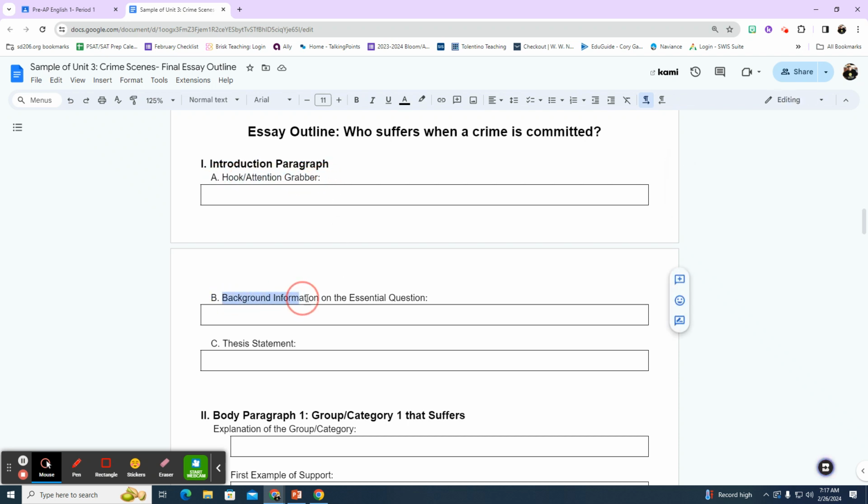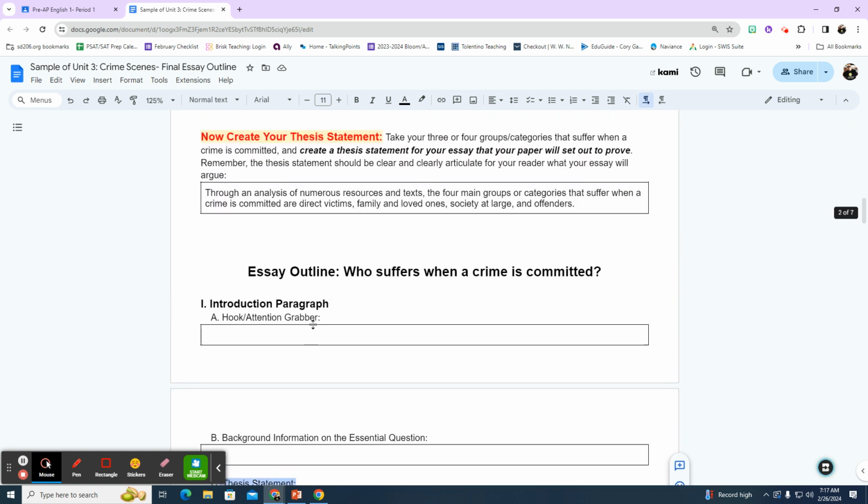You want to give some background information on your topic or the essential question of this essay. And then you want to have your thesis statement. Now, your thesis statement is already finished, right? It's right here. So you want to go up and just kind of highlight it, copy it. Make sure you don't copy the whole box, just the text.